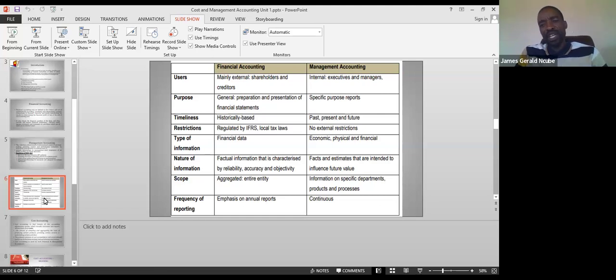While on the other hand, management accounting, there are no external restrictions. You'd notice that firms can have different ways of presenting their management accounting. They will vary from one organization to another, depending with the purpose that must be achieved by that particular organization. Let's look at type of information.